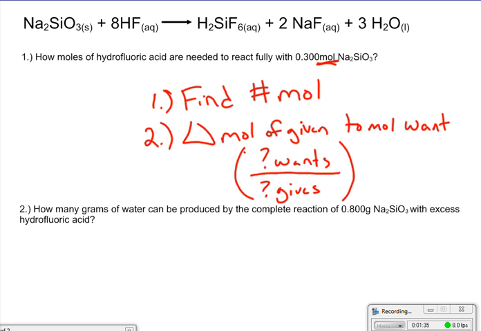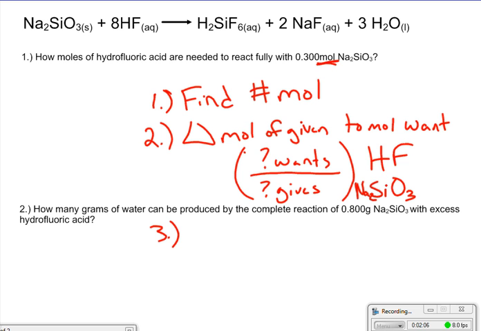So in this first problem, we are given sodium silicate. We want hydrofluoric acid. So it would look like this. HF over sodium silicate. Always, always, always what I want over what I'm given. That's the hard part. Step 3 is like step 1. If you're asked for moles, stop there. There's no reason to go any further.